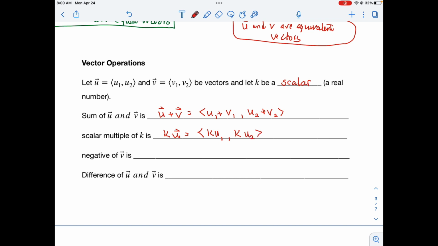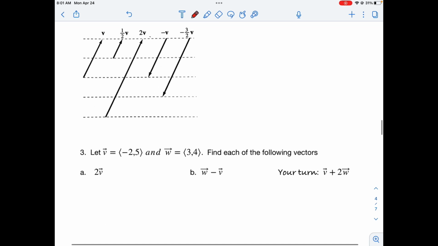Now, if I want to negate a vector, do the opposite vector, go in the opposite direction, that would just change the sign of each of the components of my vector. So that becomes negative u sub 1 and negative u sub 2, or negative v sub 1 and negative v sub 2. Now, if I want to find the difference of two vectors, I'm just going to take the x component of the first vector minus the x component of the second vector, and the y component of the first vector minus the y component of the second vector.